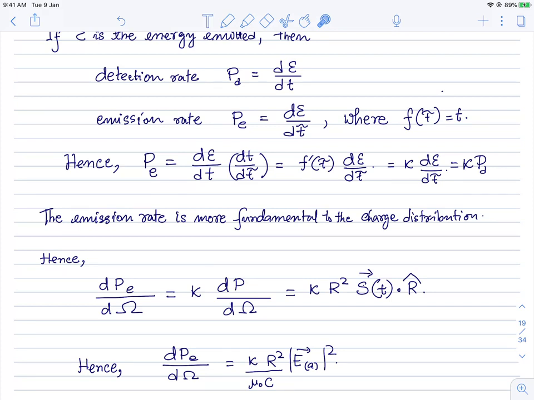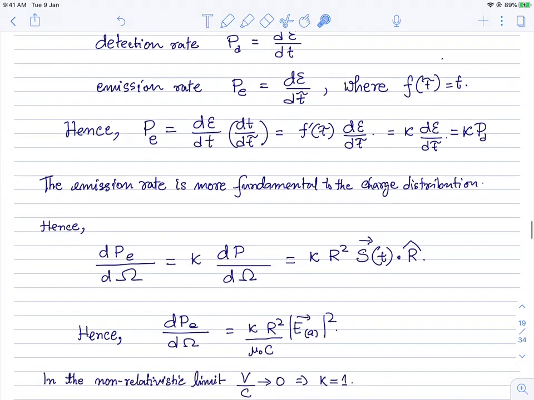Now, in many cases you are more interested in knowing the emission rate rather than the detection rate. This is because the emission rate is more like a fundamental property of the charge distribution. Often you are interested in questions like what is the energy loss of the charge distribution. So the emission rate is more fundamental, and when we say power emitted per unit solid angle, it is usual to consider the emission rate instead of the detection rate, and that therefore has this additional factor of kappa in it.